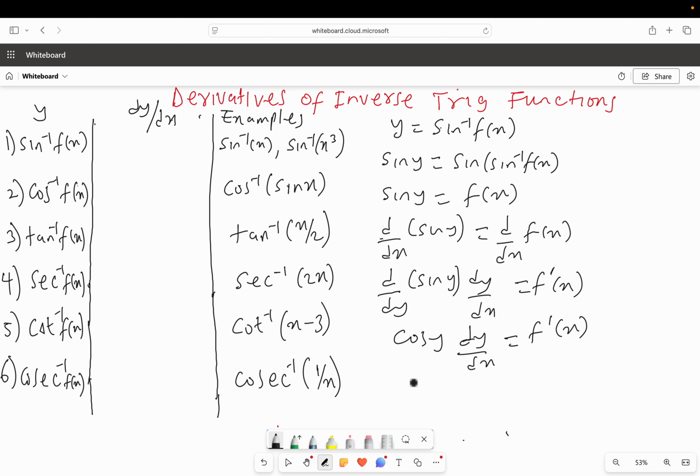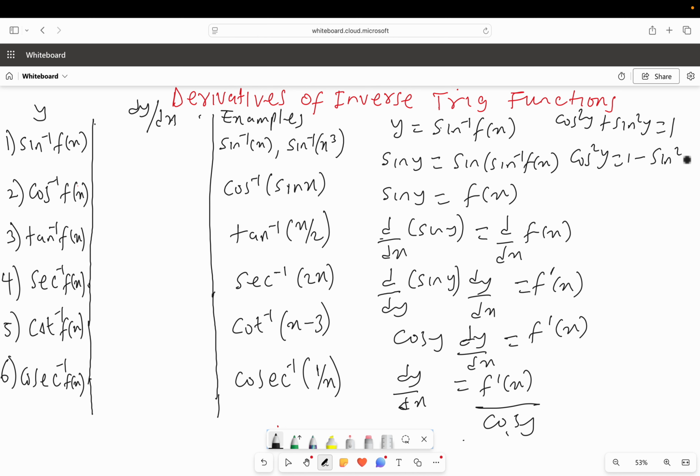So I will just have dy/dx will just be f prime of x over cos y. So from my trig identity, I know that cos squared y plus sin squared y is just 1. So it means cos squared y is just 1 minus sin squared y. So I can take the square root of both sides, and cos y will just be square root of 1 minus sin squared y.